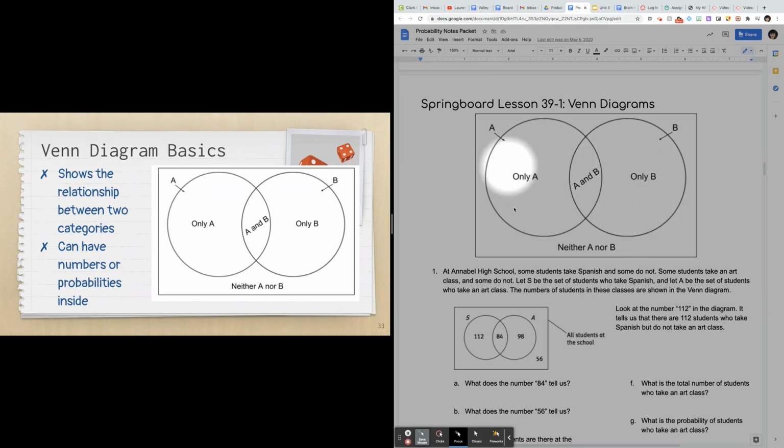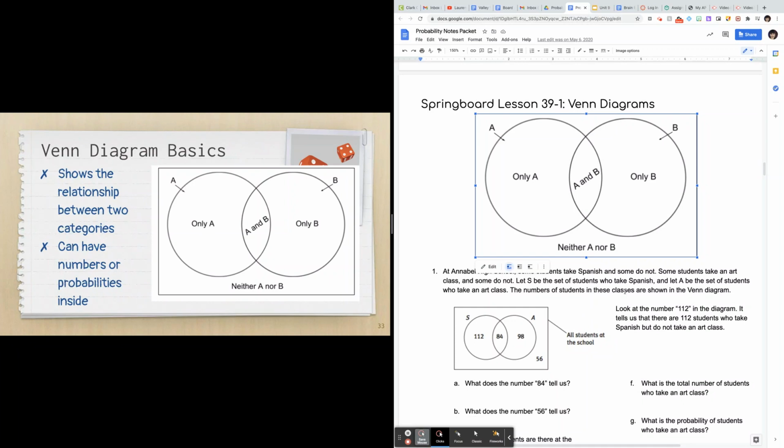And then the total circle is all of category A. This total circle is all of category B. Okay, and then anything outside of the actual Venn diagram, the circles, is things that don't fall in either category, so neither A nor B.